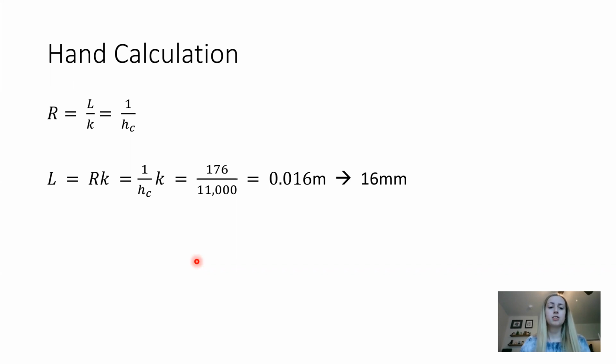To do this by hand calculation first, we're going to rearrange our equation to solve for the thickness of the wall. We know that the thickness is going to equal that resistance times our thermal conductivity. But our thermal resistance is equivalent to 1 over our thermal contact conductance, which is a known variable. So we're going to plug that in instead. Then we're going to plug both of our known variables in, and we are going to calculate that it's 0.016 meters, and then we're going to multiply that by 1,000 for ease, and see that our answer is 16 millimeters.